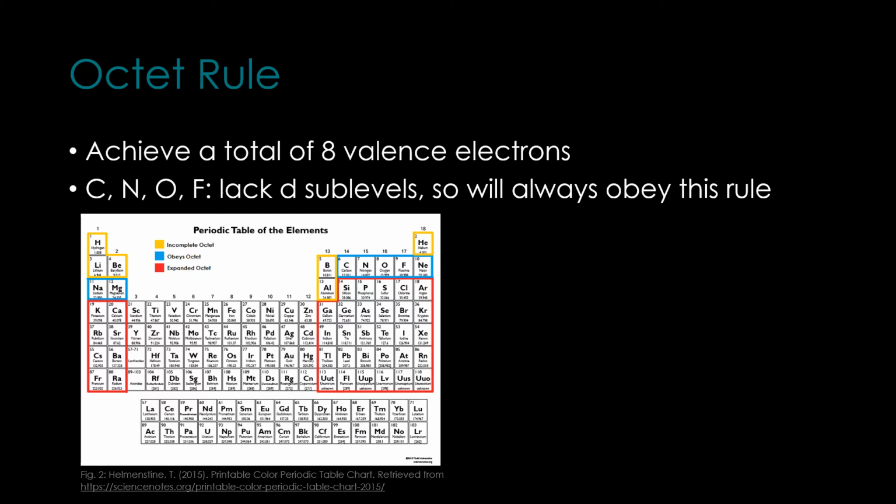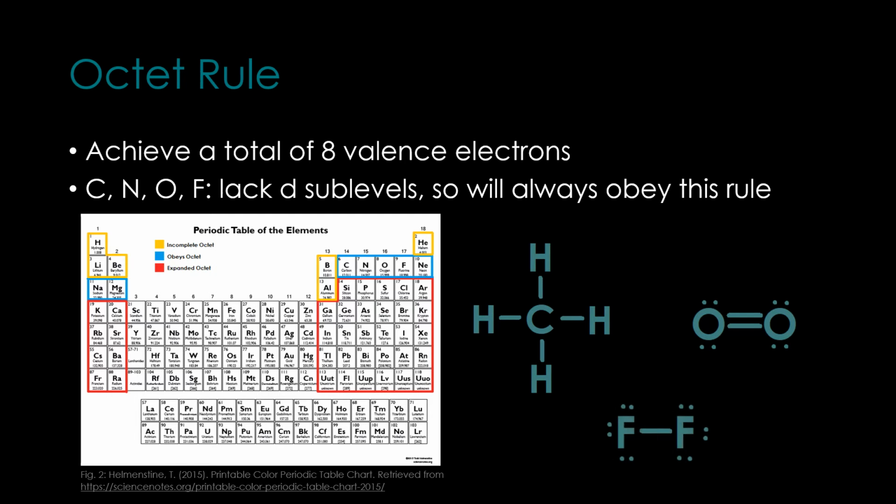Let's take a look at some examples. Carbon has 4 valence electrons, so it must form 4 bonds to have 8 valence electrons to fulfill the octet rule. Oxygen has 6 valence electrons, so it must gain 2 more electrons to fulfill the octet rule. It does this by forming 2 covalent bonds. Fluorine has 7 valence electrons and only needs 1 more electron to have 8 valence electrons. Thus, in a molecule or compound, it is likely to form only 1 bond.